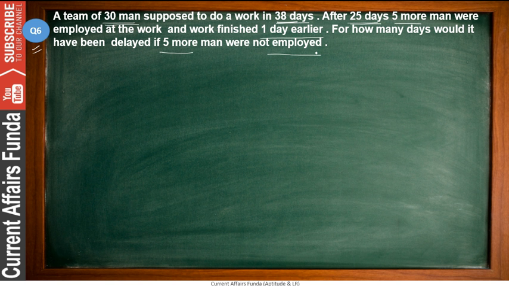Basically question ये कह रहा है कि 30 लोग किसी काम को 38 दिनों में ख़त्म करते हैं और 25 दिन के बाद में हमने 5 लोग को और उसमें लगा लिया, ठीक है। तो काम जो हुआ वो एक दिन पहले ख़त्म हुआ। तो आपको ये बताना है कि कितने दिन में काम ख़त्म होगा अगर हम 5 लोगों को और ना लगाएं। Okay, so first of all we will read one line and we will write down all the numeric values from here.